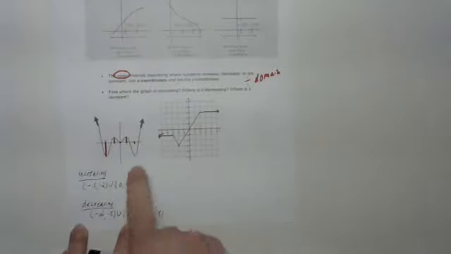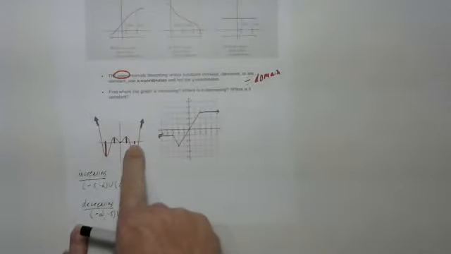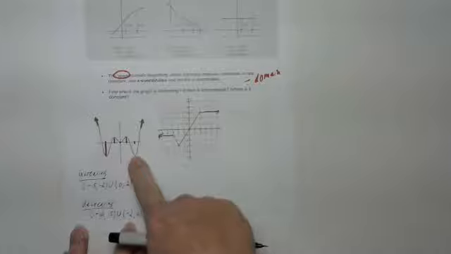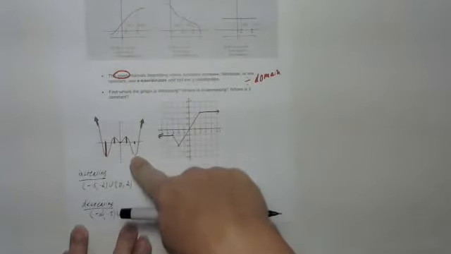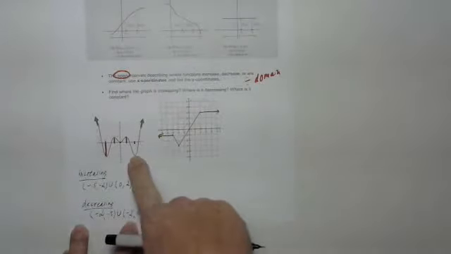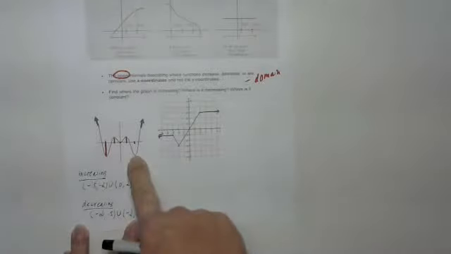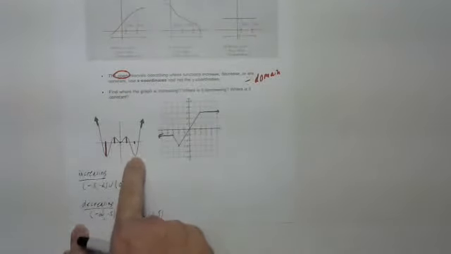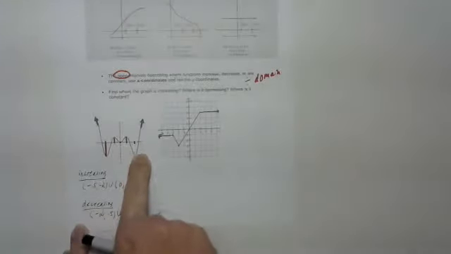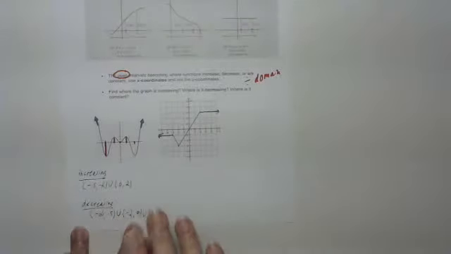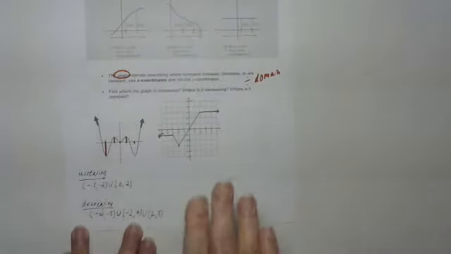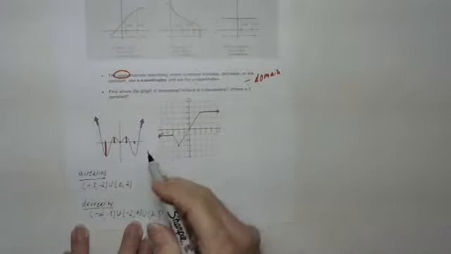I want to point out here, notice when x is 5, I don't use that point. It's in the parentheses because at this point, we're really not decreasing anymore and we're not increasing anymore. At that particular point, what we're doing is turning around. So it's neither increasing nor decreasing. It's a turning around point.